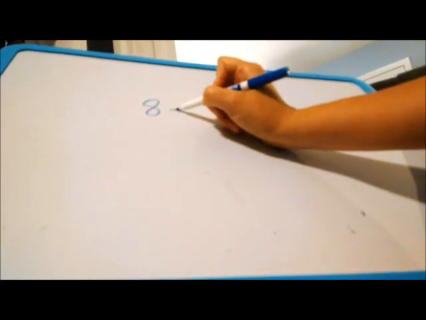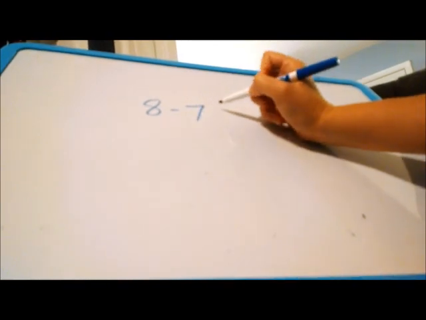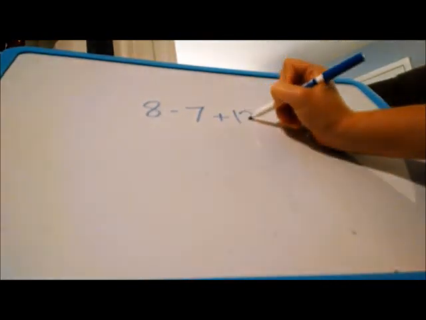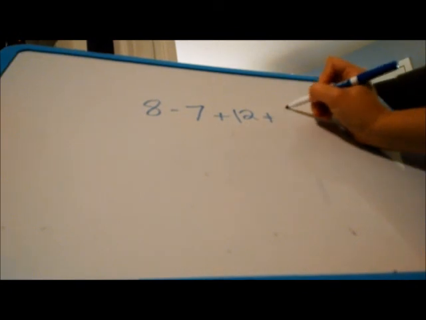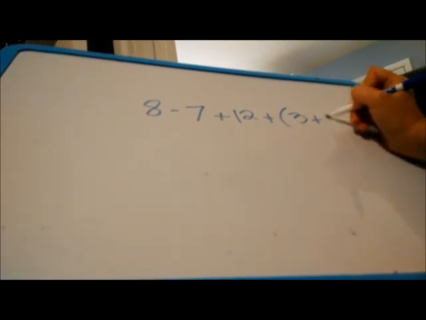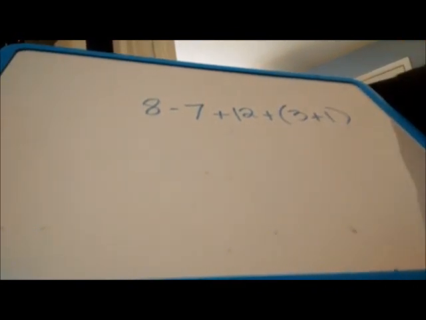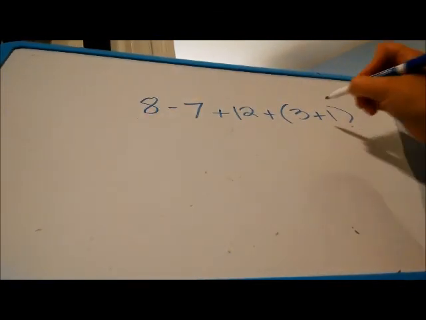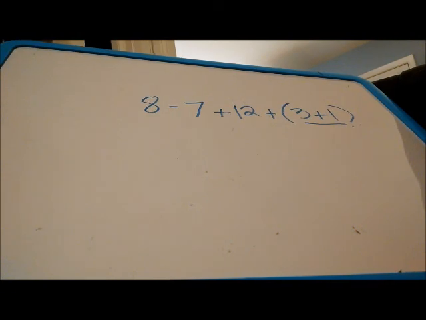Number 6. What is the first step in evaluating the expression shown below? Well, we have 8 minus 7 plus 12 plus the value of 3 plus 1. Well, we know the parentheses come first, but we don't just say parentheses, we say the operation inside them. So the operation inside them is 3 plus 1. You should have had A for number 6.